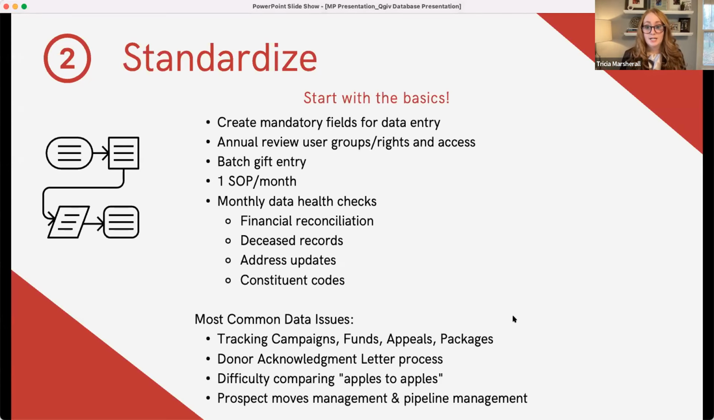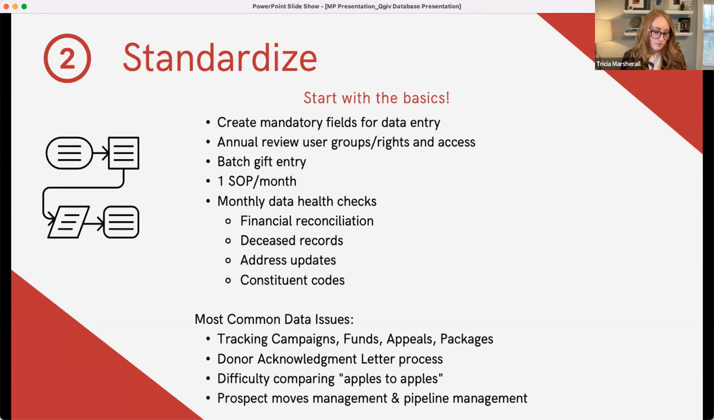Some of the most common data issues that we see are consistencies around tracking your gift entry. Your campaigns, funds, appeals, and package coding are really the four key codes that we see the most issues with. Your donor acknowledgement letter process, oftentimes those are done outside of the system because they are not set up correctly within the system. However, I know that tools like QGive have really great processes. Sometimes it just needs to be optimized.